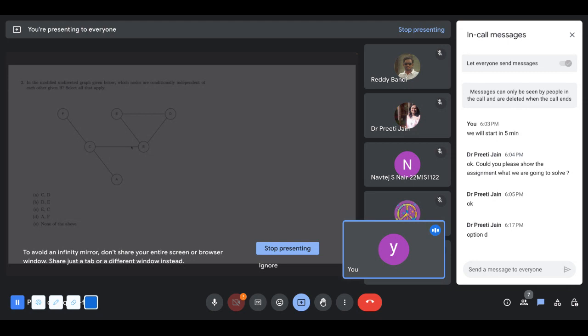D and D, of course they are dependent. E and C, even E and C cannot reach each other if you remove B. A and F, anyways, they reach through C, right? So option A and option C are the correct answers. So is it clear now? Judging independence, deciding independence in undirected graphs. Yes.